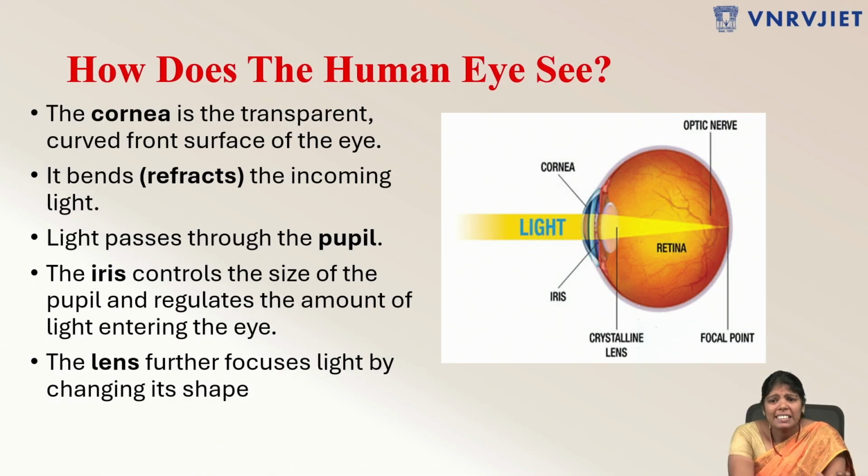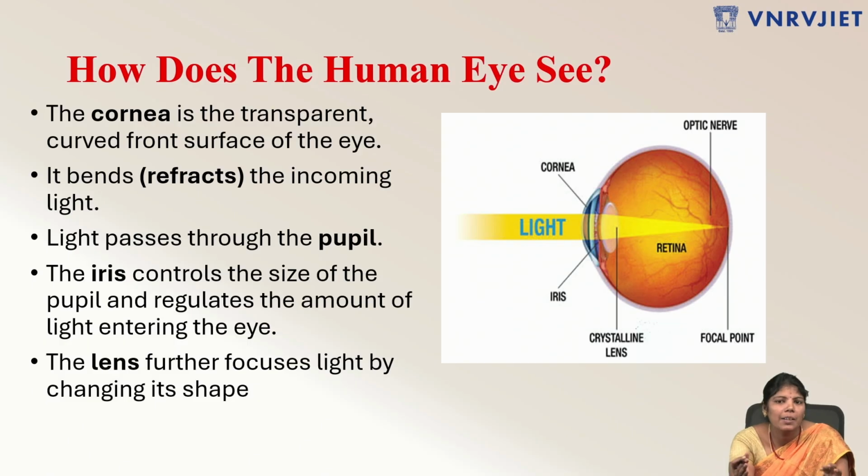This is the structure of the human eye. Here is the cornea. It is a transparent curved front surface of the eye, and it bends the incoming light. When light falls on the cornea, the cornea transfers that light onto the pupil.